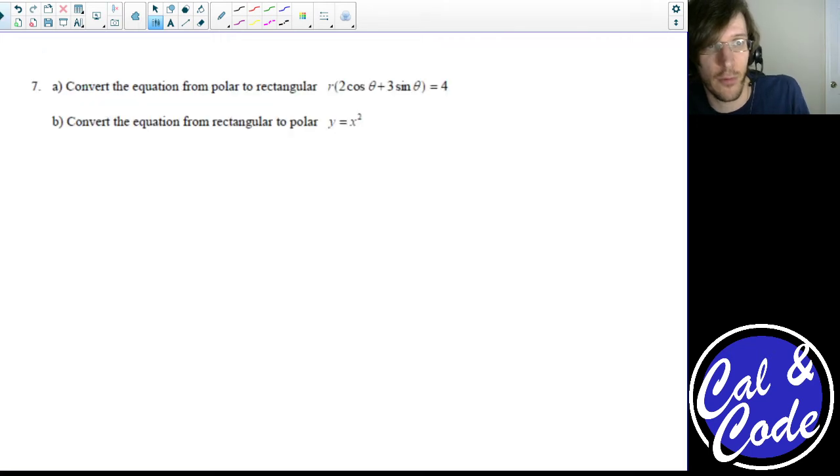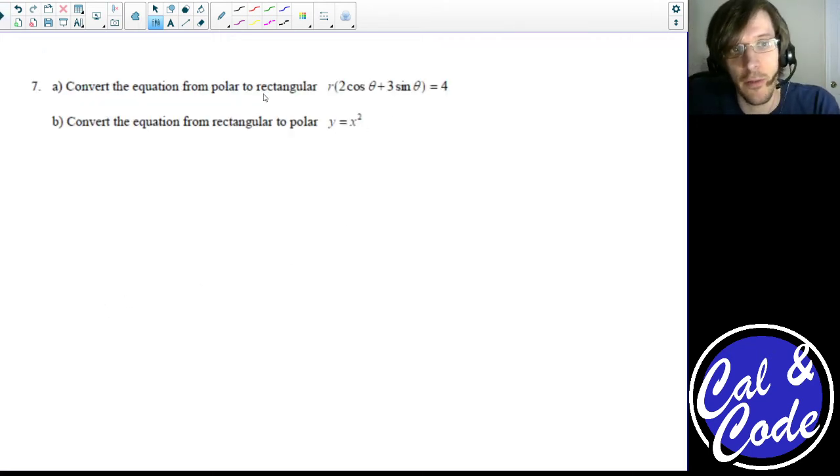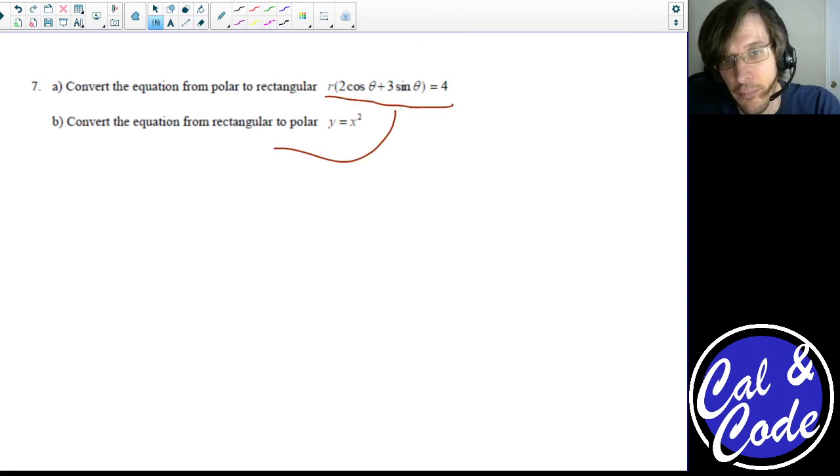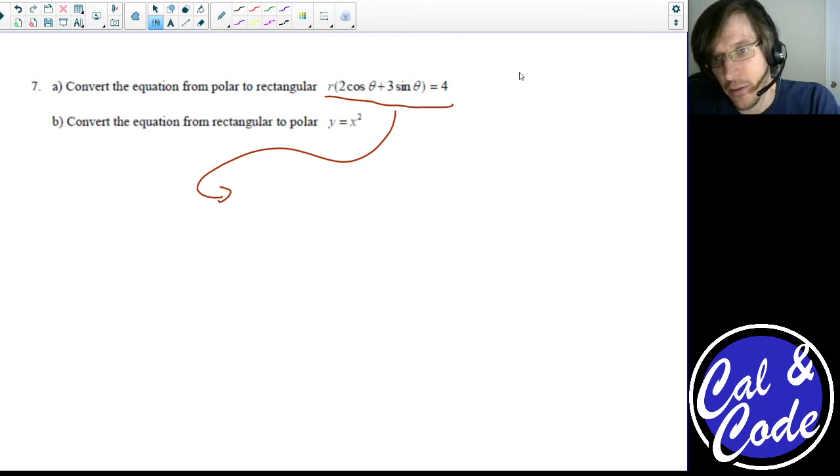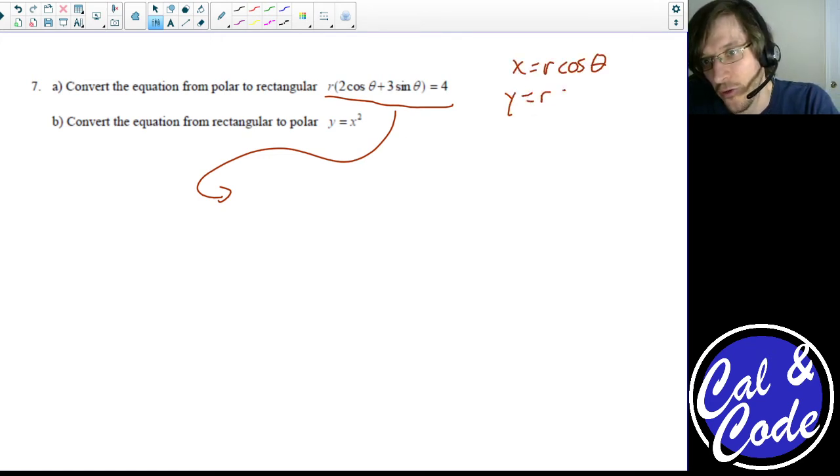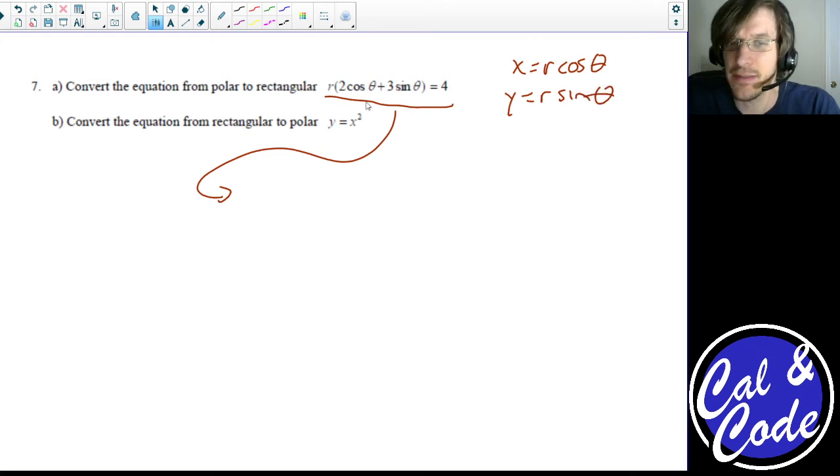All right, moving forward. Converting the equation from polar to rectangular. So here's an equation in polar. I need to convert it to rectangular. So remember, x is r cosine theta, y is r sine theta. I don't see any of that quite right there, but I do see this r on the outside of the parentheses that we can multiply in.